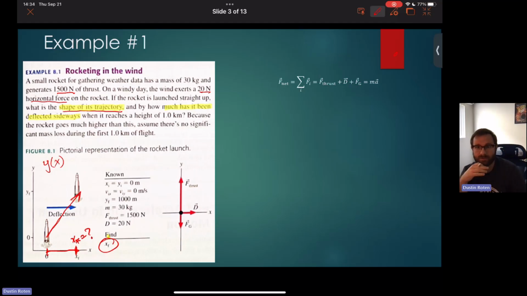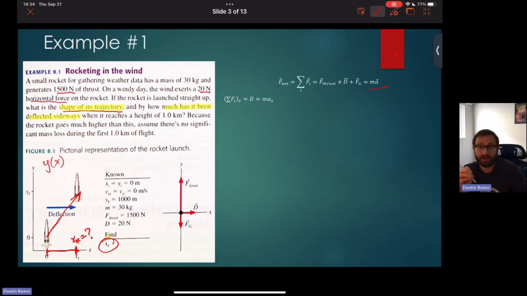All right, so as usual, we will add up all the forces. It's just those three from our free body diagram: thrust up, gravity down, and drag to the side. Now, clearly these are unbalanced. So instead of equaling 0, these are going to equal ma. We have unbalanced forces, so we've got some motion going on here.